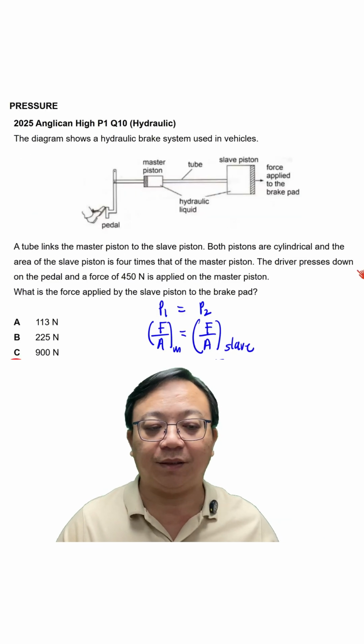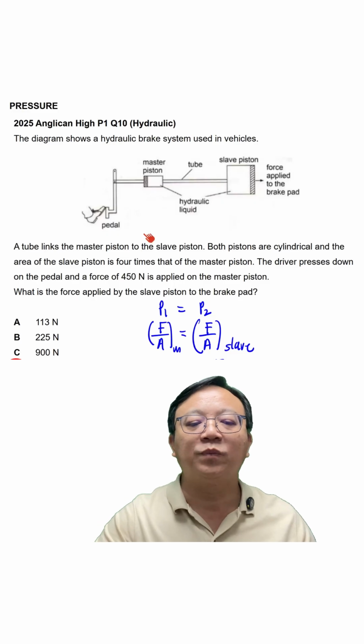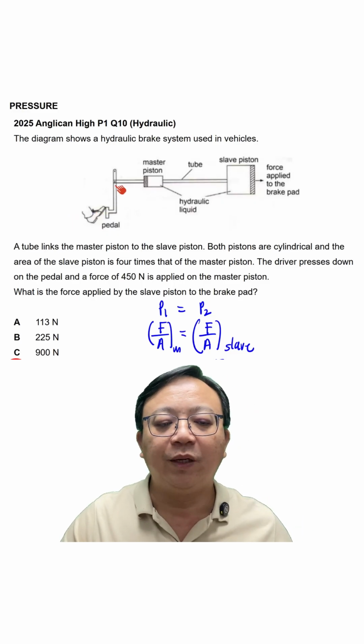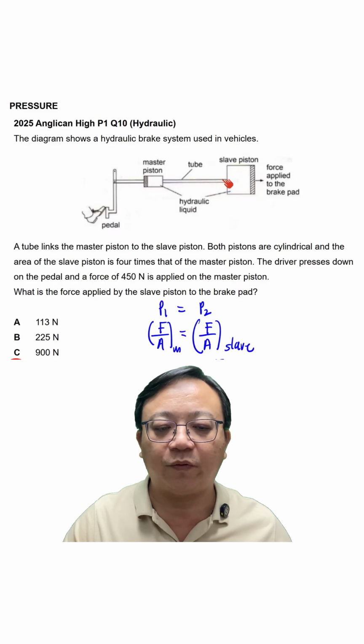Let's take a look at the second question. This is from Anglican High. All right, basically you press a pedal here. You're compressing the fluid inside this part. All this inside here got fluid. They exert a pressure on the fluid. The fluids are exerting pressure on each other from here until they transmit to exert pressure on this brake pad.